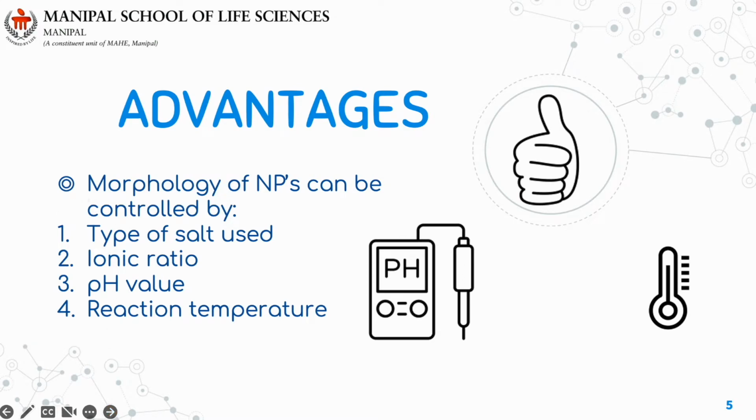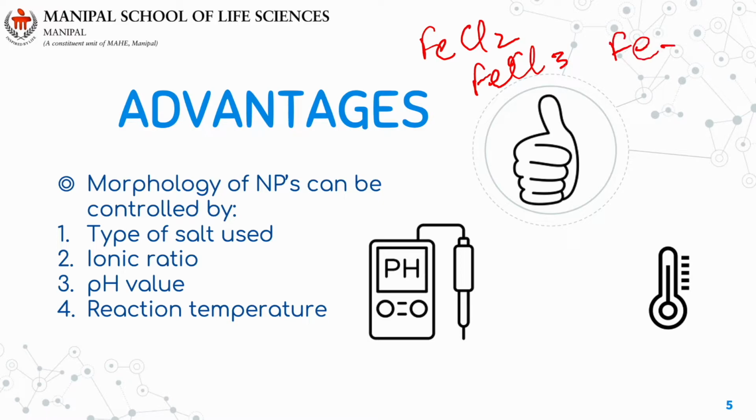Now, what are the advantages of this method? The most important advantage is that the morphology of the nanoparticles can be controlled using this method. How can we control the morphology of these nanoparticles? First of all, the type of salt used. We can vary the type of salt, like chlorides and sulfates. We used FeCl2 and FeCl3 in the particular example that we took, but we can also take sulfates, nitrates, perchlorates, anything. So the type of salt used can be varied, and depending on the salt, we'll get different morphology of the nanoparticles.